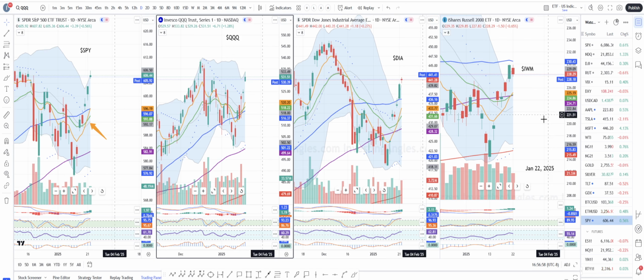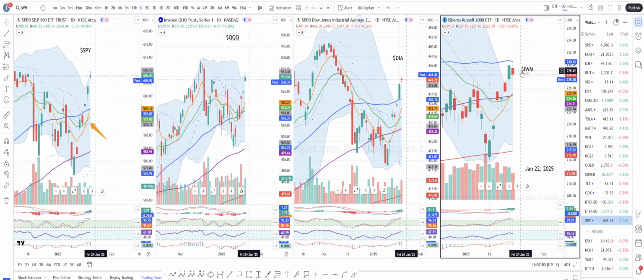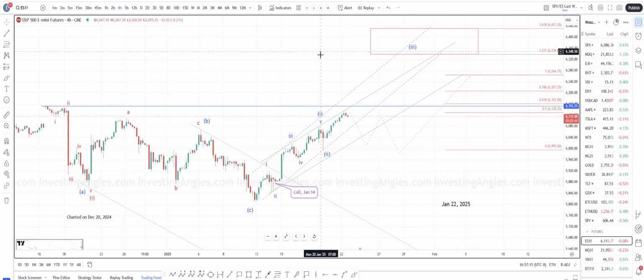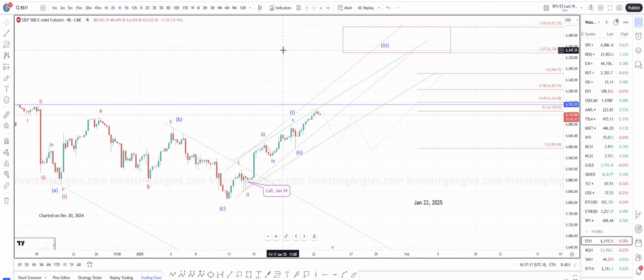For IWM, it could be easier because it formed a bearish harami technically, and if it confirms the move tomorrow, it could be a reversal here. That's the perspective from candles. Let's have a look at the Elliott Wave chart. What you're seeing here is a potentially very nicely formed impulse off the bottom, and a very sharp wave 2, 1, 2 here.